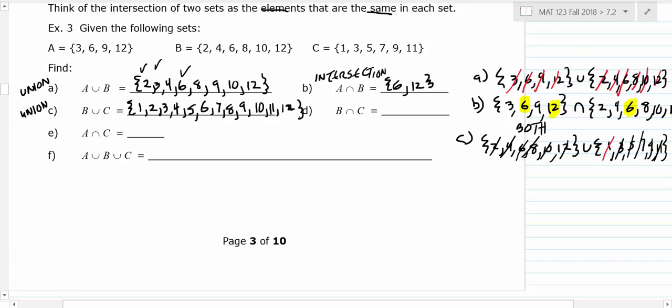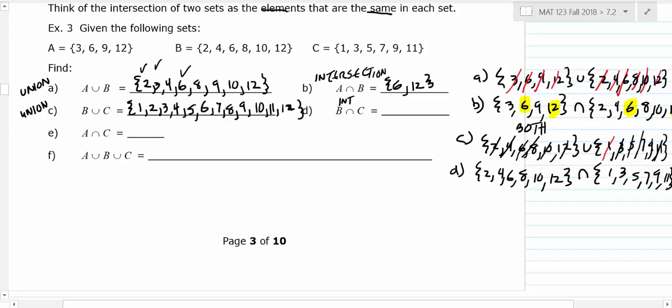Okay, so the union of that set is just all those numbers that you saw in either set. There was nothing in both on that at all, though. So the union of that set would be 1, 2, 3, 4, 5, 6, 7, 8, 9, 10, 11, 12. Okay, D is intersection. And again, you can do this in your head. I'm just going to write it down. Set B is 2, 4, 6, 8, 10, 12. Set C is 1, 3, 5, 7, 9, 11.